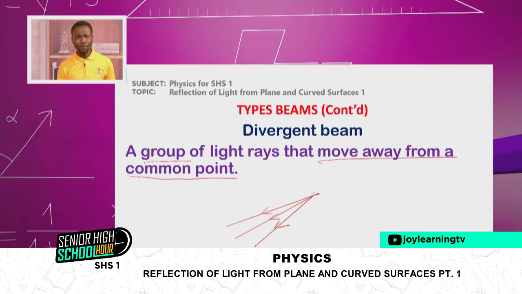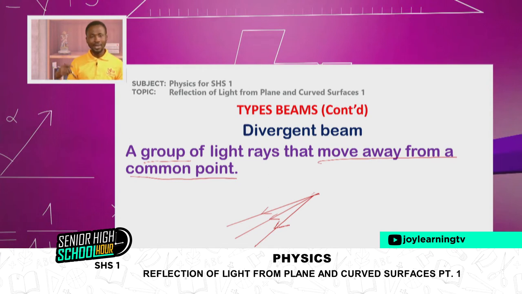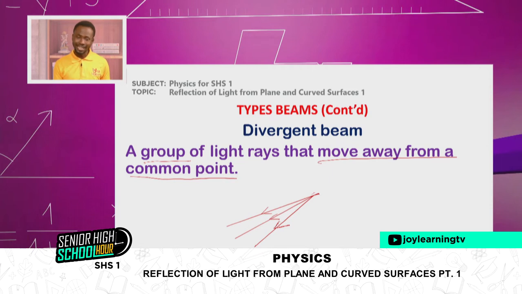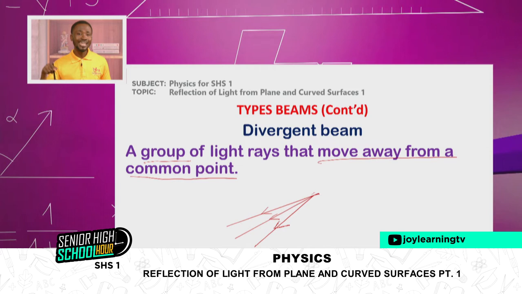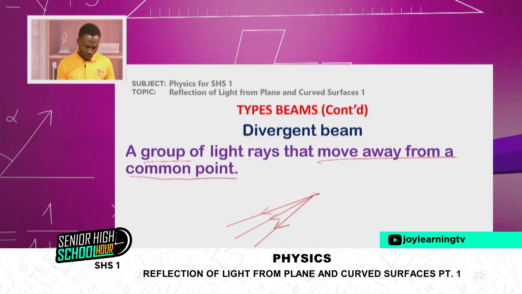I hope you are really following the lesson. Because as you go ahead, you'll be asked to draw ray diagrams. So a ray diagram should have a number of light rays in there. You don't draw a ray diagram without arrows on the lines. Other than that, you're going to score zero. So take note of that.